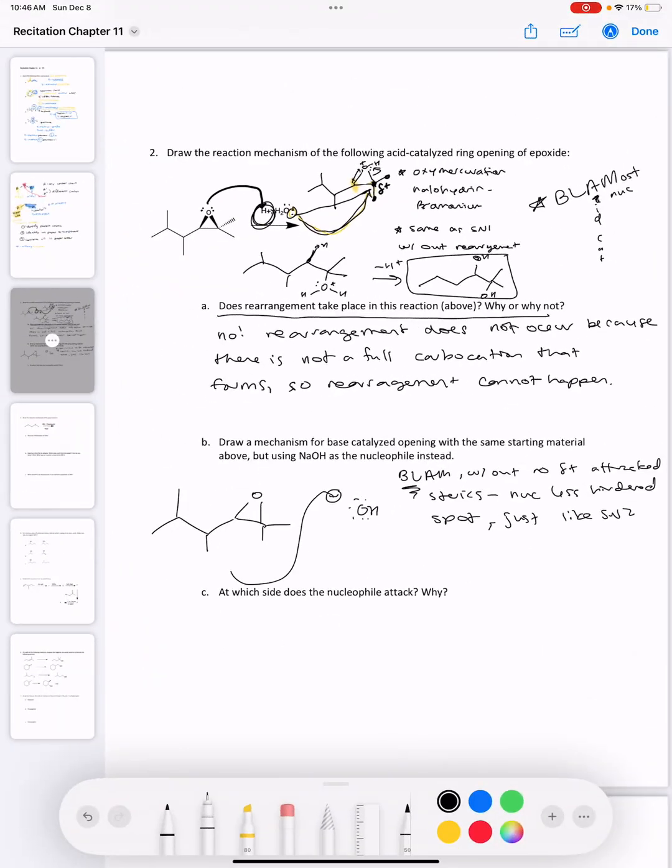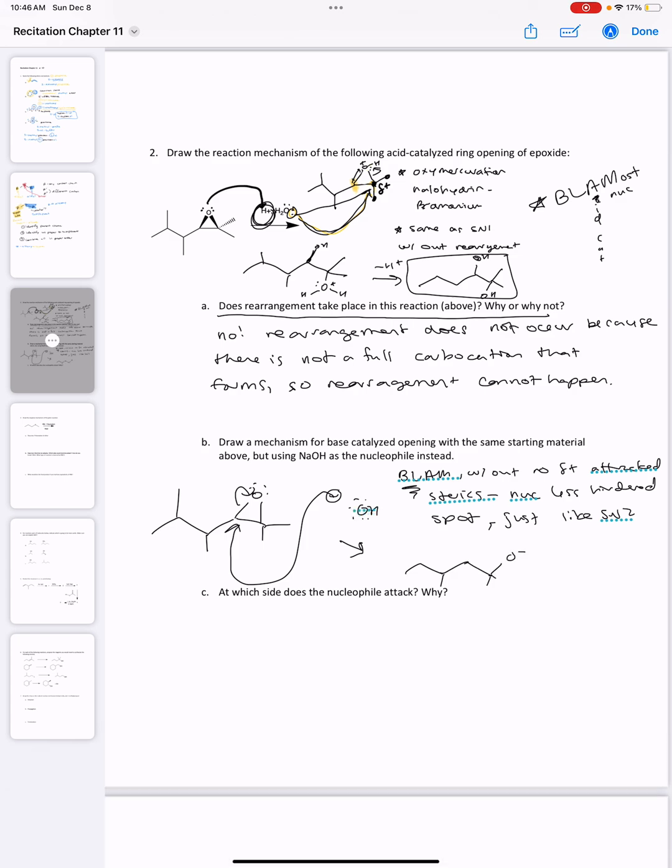The nucleophile will attack on that less substituted spot, and then the leaving group will leave just like in an SN2 reaction. Now, usually O- doesn't act as a good leaving group, but because epoxides are so high in ring strain, it will act as a good leaving group.